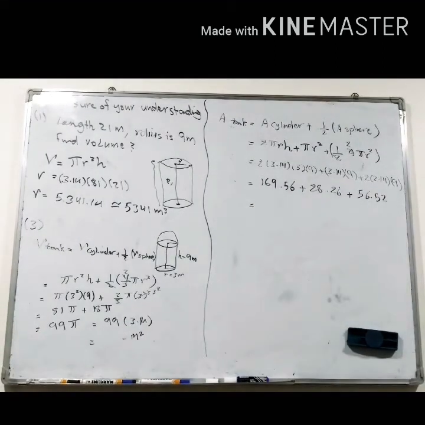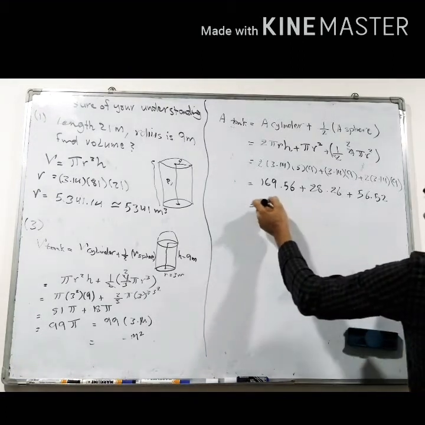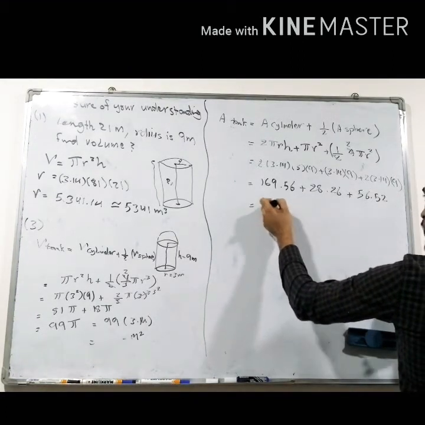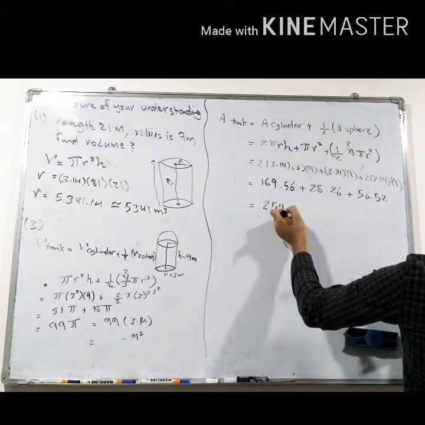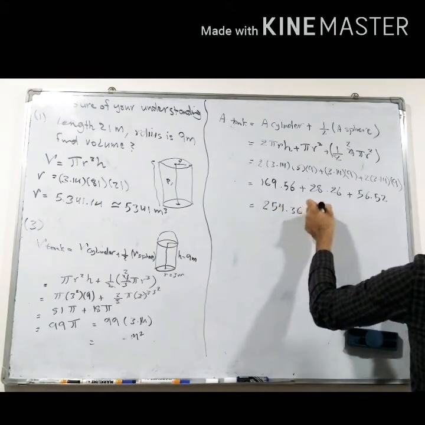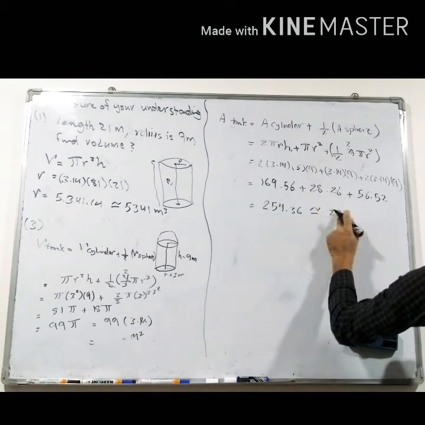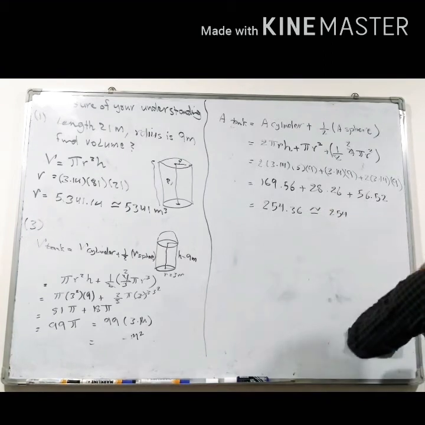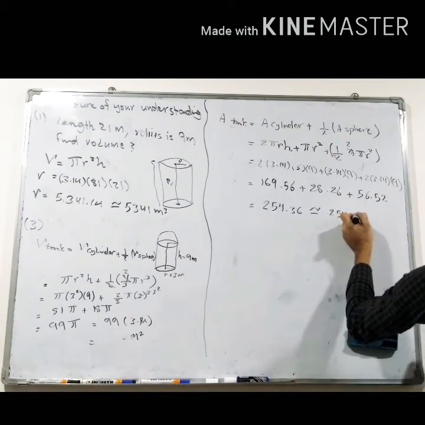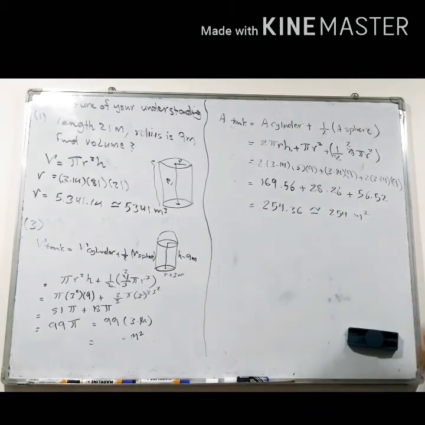Now make the addition for these results. The result will equal 254.36, or we can approximate it to 254 m to the power 2. That is the area of the tank.